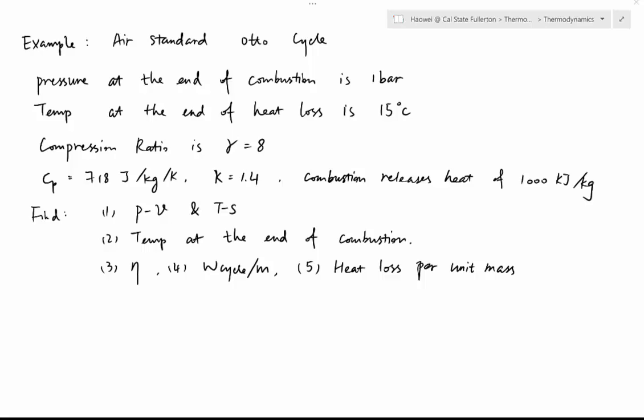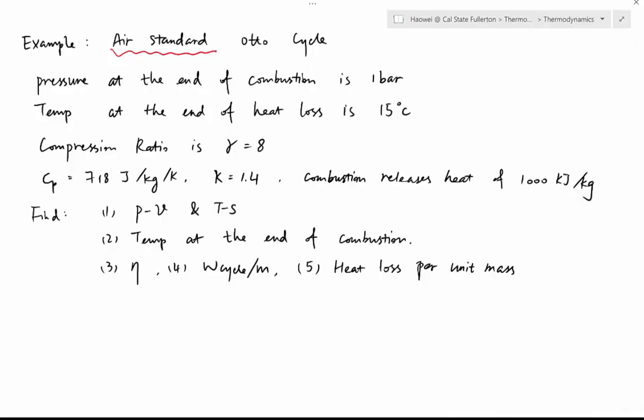Now let's do one example for Otto cycle. Here we have an air standard Otto cycle. What does air standard mean? If you say the word air standard, that means you can treat the gas inside the cylinder as air.